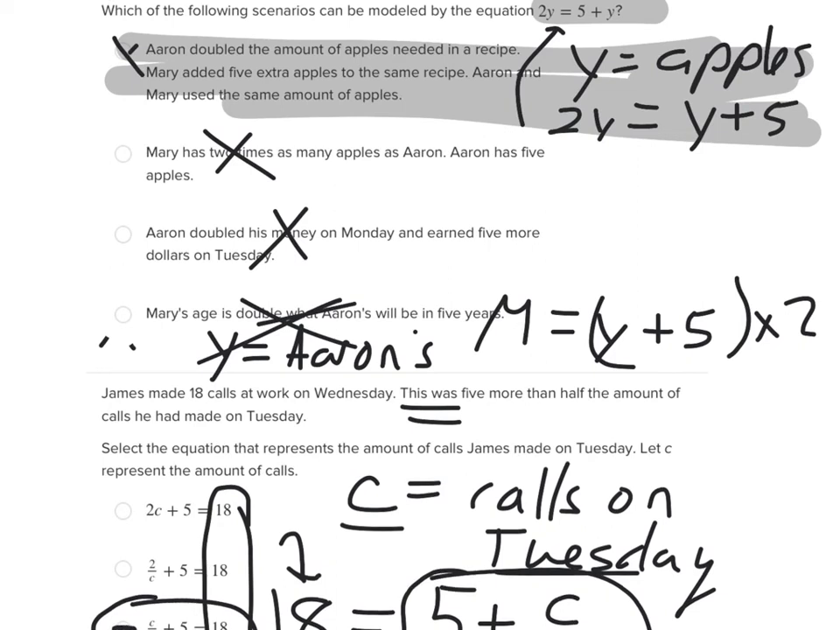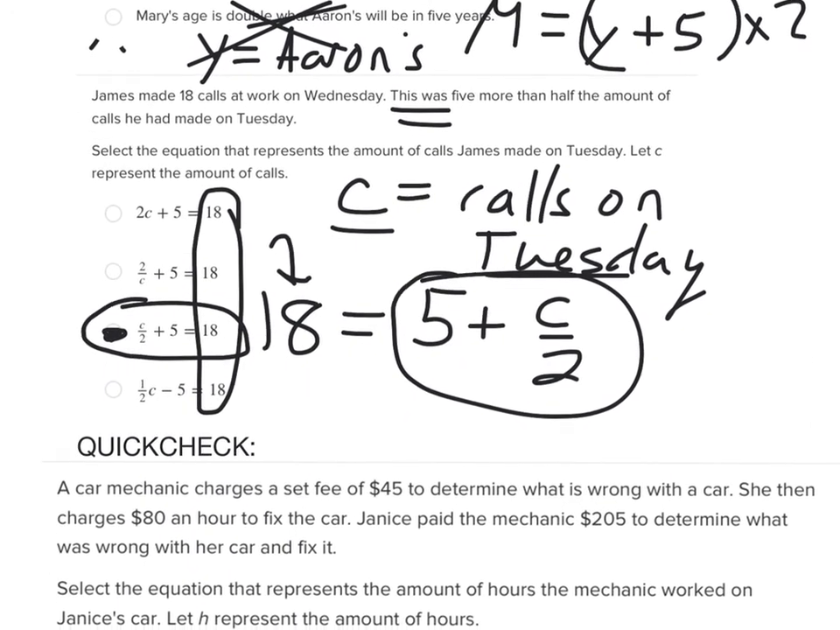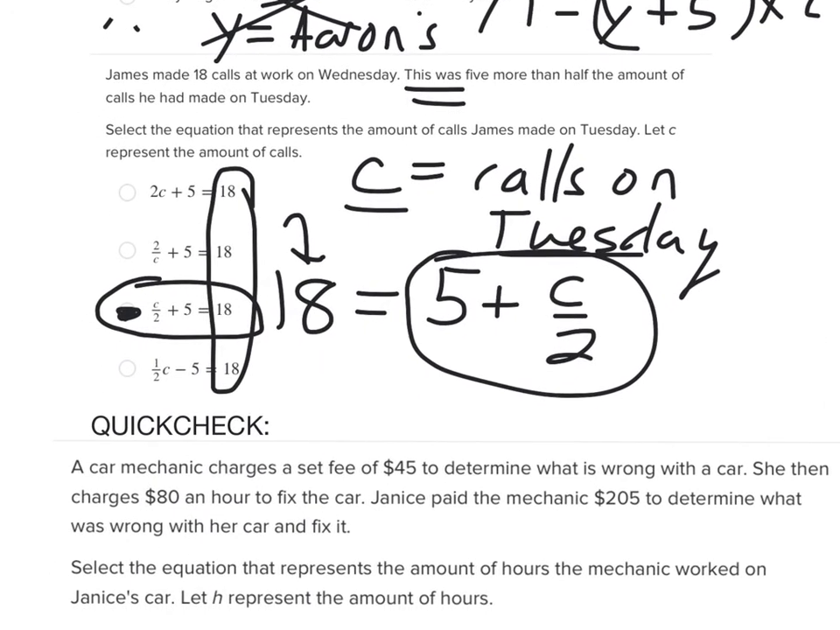Okay. Time for your quick check problem. Right on time. A car mechanic charges a set fee of $45. Oh, that sounds like a constant. Set fee. Sounds like that one's not changing or getting multiplied or anything. To determine what is wrong with the car, she then charges, oh, it's she. She's a female mechanic. How do you like that? She then charges $80 an hour. $80 times the number of hours to fix the car. Janice paid the mechanic $205. That sounds like the total, like it's going to equal $205.